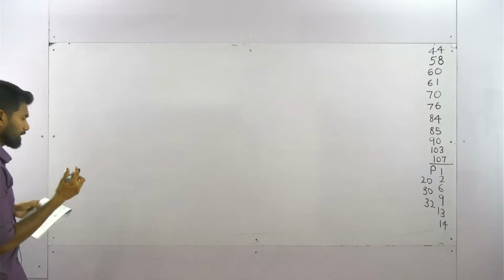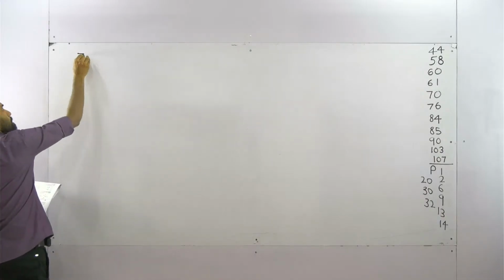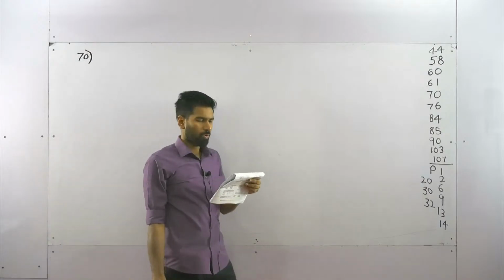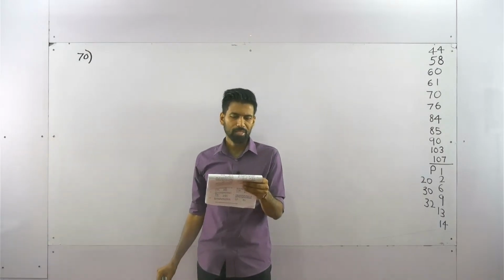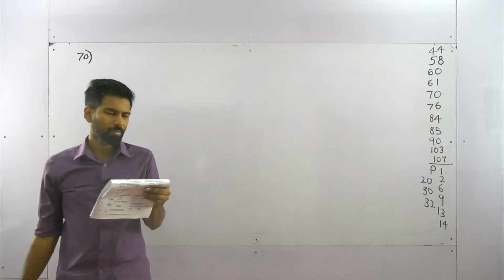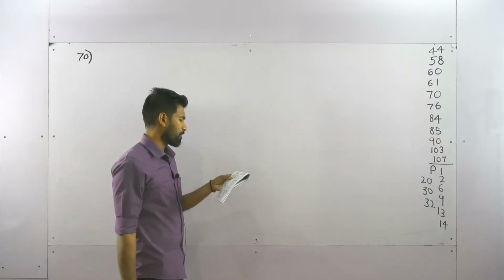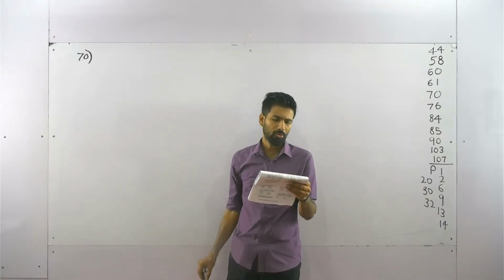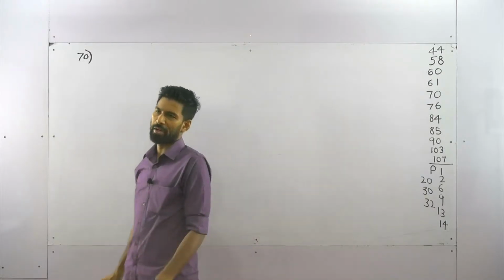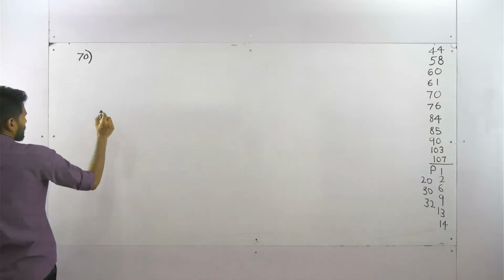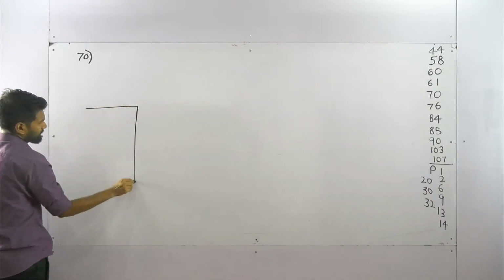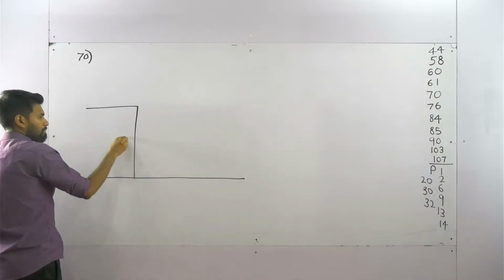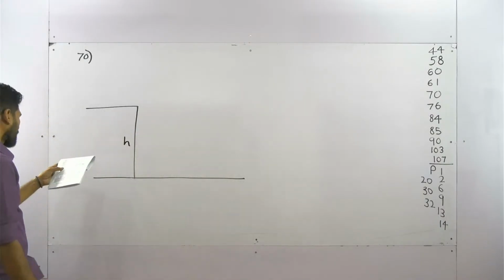Okay, question number 70. A particle thrown down from the top of a tower takes time t1 to reach the ground. It takes time t2 if thrown from the same point with the same speed in the upward direction. The time it will take to fall freely to the ground from the top of the tower is. That's a good question. Now there's a tower. Let's say the height of the tower is h.